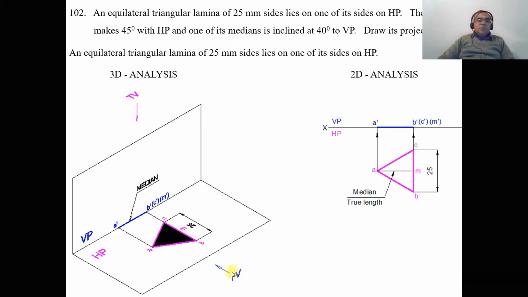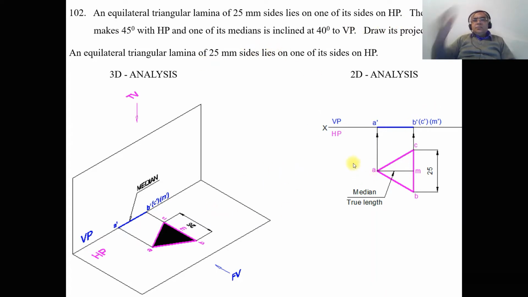As we look from the front view, all the sides are parallel to HP, so in HP you are going to get the true shape. You place the lamina in such a manner that one of the sides is perpendicular to VP, and then you construct this. Since the surface is perpendicular to VP, obviously in VP you are going to get a line. And then it says that the lamina makes an angle of 45 degrees to HP.